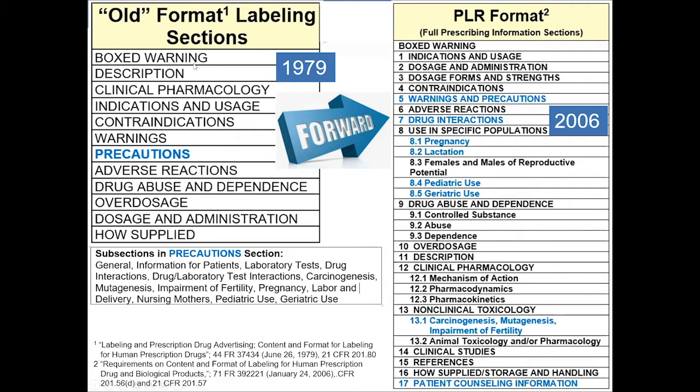Previously, if the box warning wasn't included, the description section was the first section that potentially could include the chemical structure, a picture of the molecule, as well as the structural formula, and that was moved to section 11. Notice that there's numbered sections and those numbered sections do not change. So if you're a pediatrician, you go to the pediatric use subsection 8.4. If you're a geriatrician, you go to subsection 8.5. If you want to know about overdosage, you go to section 10.